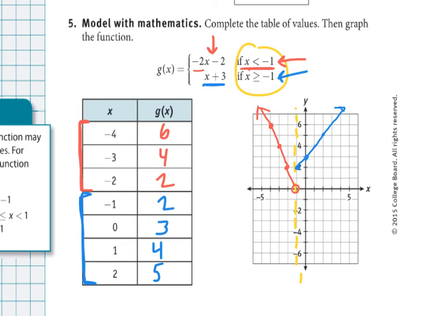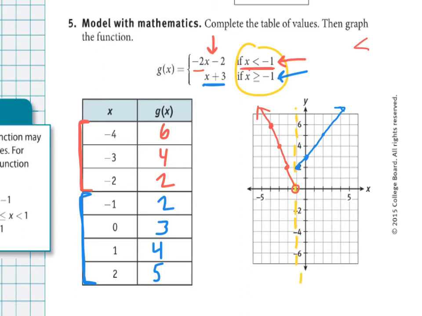Okay, so just be careful with those. But watch the open circle, closed circle. Okay, and again, the difference is if you have the equal sign underneath, it's a closed circle. If you don't have the equal sign underneath, if it's just greater than or just less than, you have an open circle.